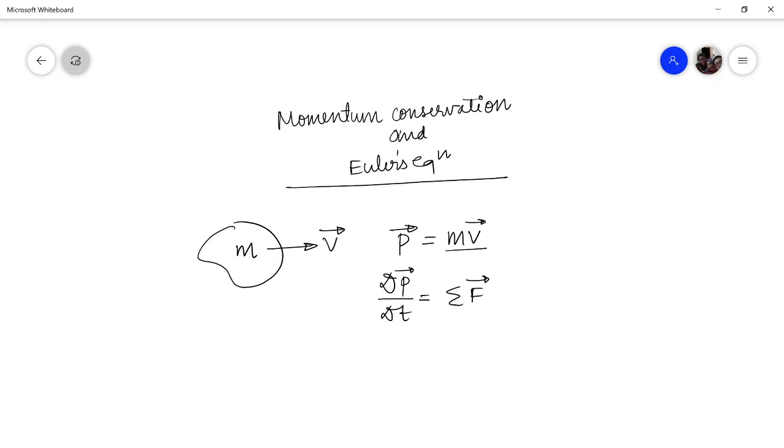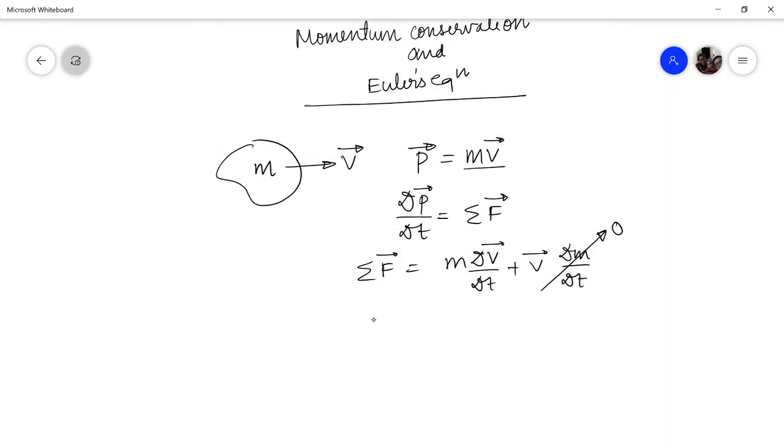If we differentiate this, then we will be getting m dv by dt plus v dm by dt. Now, as this is a closed system, the identity of the particles, or the matter within the system, will remain the same, it will not change, and hence the change in mass will be zero. So the net force acting on the system will be m dv by dt.